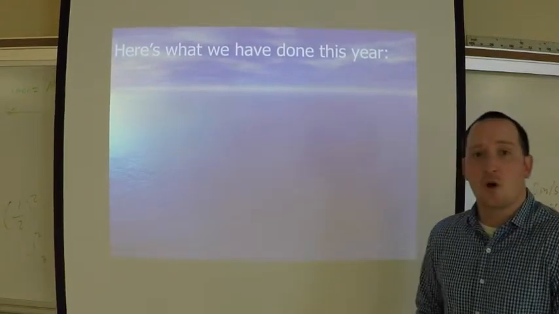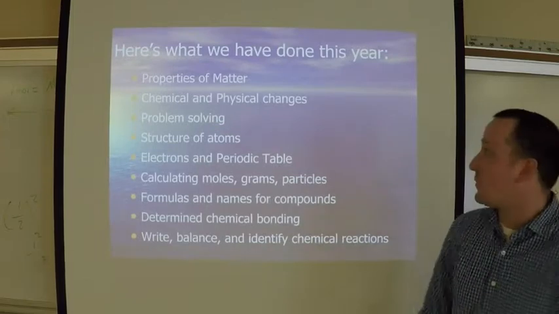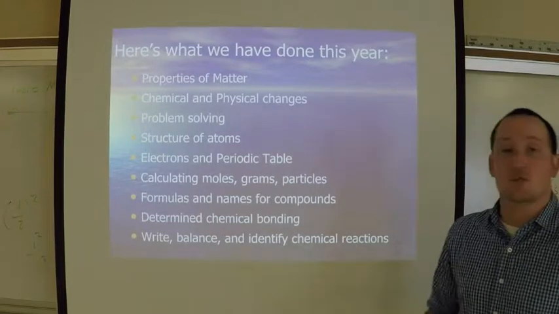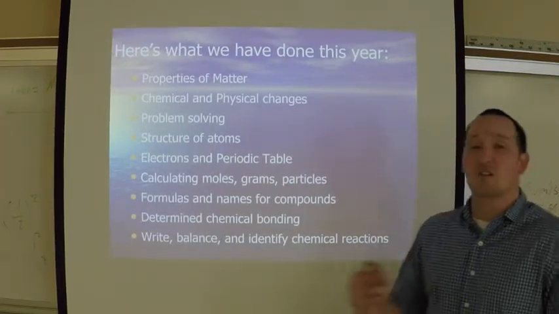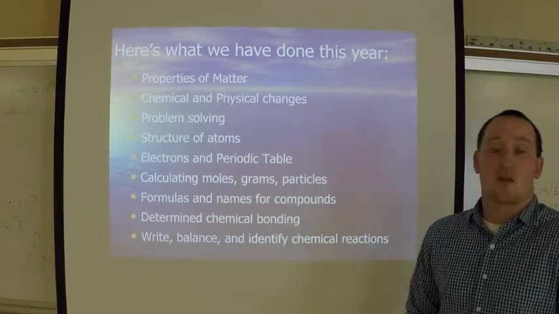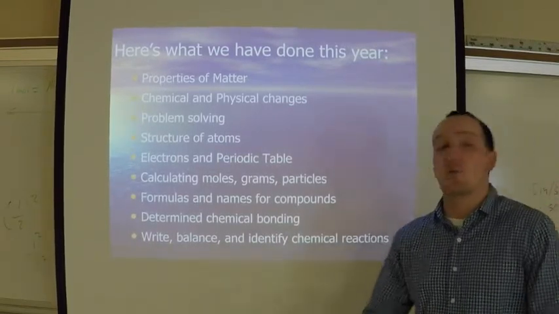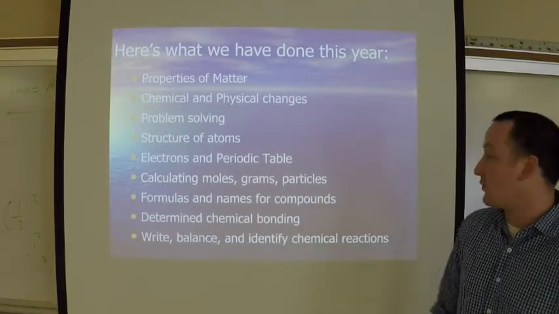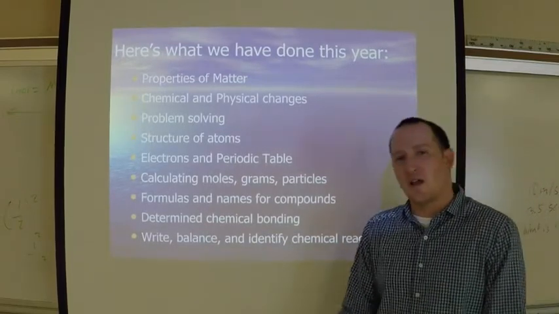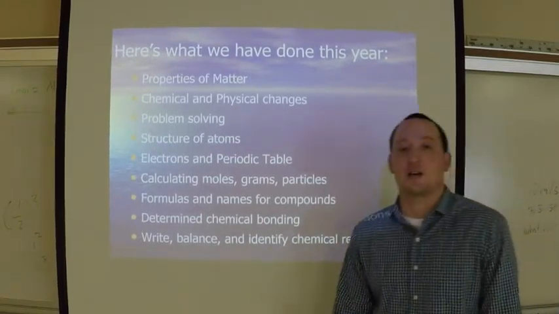So, just to review a lot of the stuff we've done this year, here's all the stuff that we've done. We've found properties of matter. We've talked about chemical and physical changes. We've solved a bunch of problems. We've talked about the structure of atoms, protons, neutrons, electrons. We've talked about the periodic table with periodic trends and electron configurations. We've calculated moles, grams, and particles. We've gotten the formulas and names for compounds and figured out how to write those. We've determined chemical bonding. We've talked about polar bonds and nonpolar bonds and ionic bonds and metallic bonds. We've written, we've balanced, and we've identified types of chemical reactions.